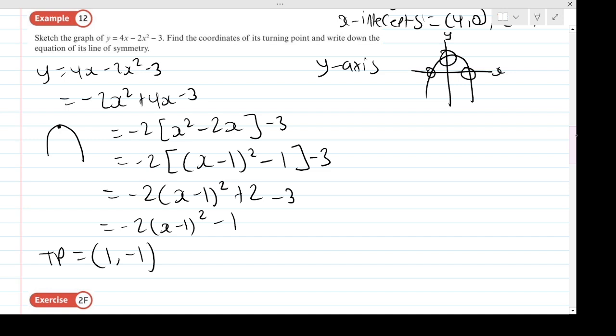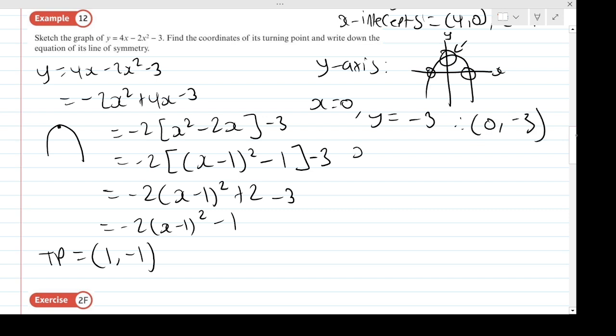So with the y-axis intersection, first of all, it's going to be when x is 0. So it corresponds to this point here. Well, when x is 0, then y is going to be minus 3, isn't it? If I set 4x to be 0, 2x squared to be 0, I'm left with minus 3. So y is minus 3. Therefore, the point is (0, minus 3).